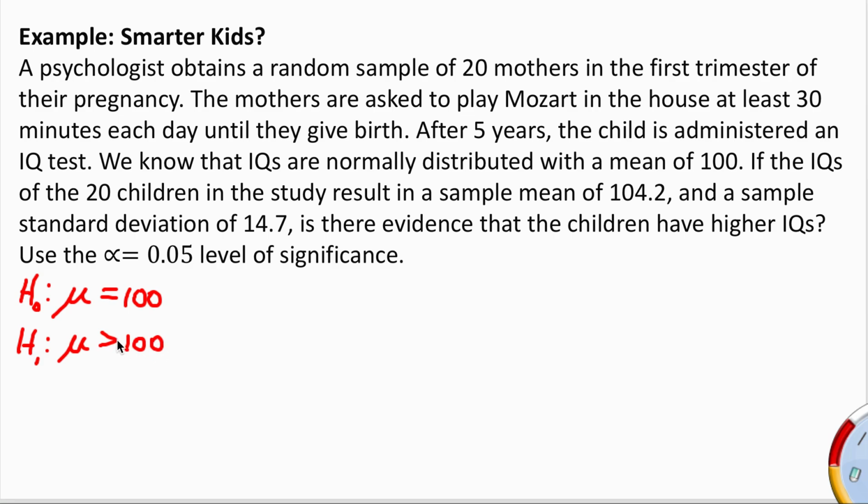Because it's on a mean, we need our t-value instead of our z-value. So the formula for that: we've got our x bar minus the mean, over the standard deviation over the square root of n. All right, so let's plug that in.